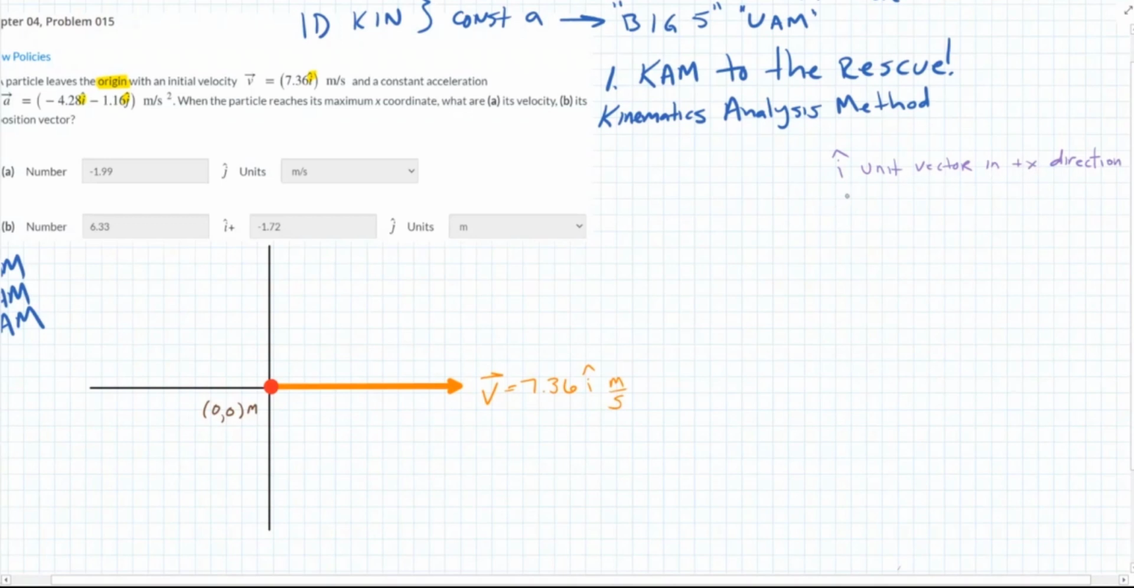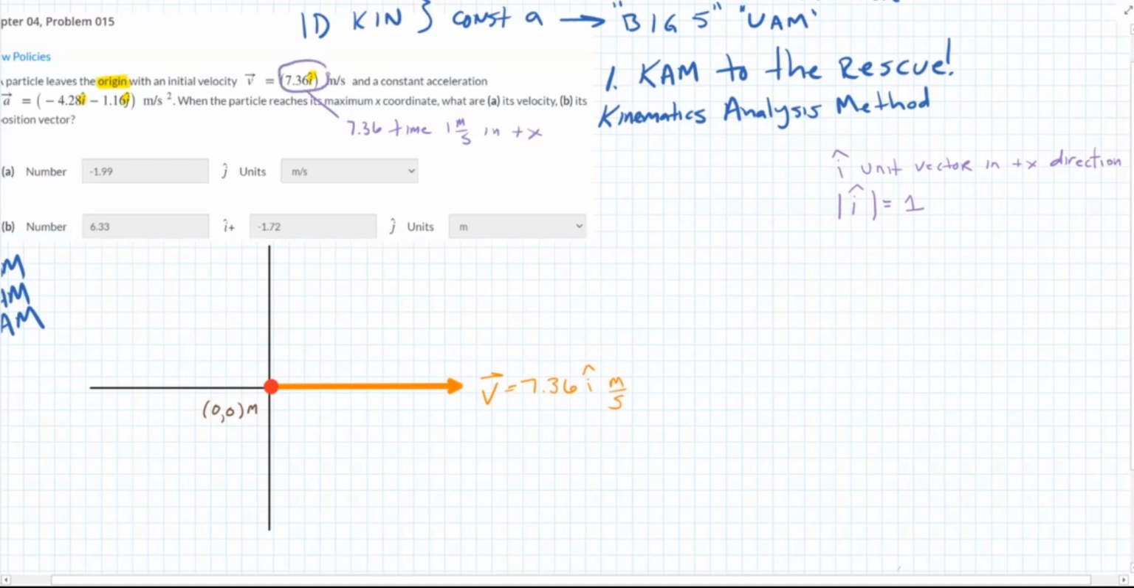And unit vector means the following. Unit vector means the magnitude of this vector is one. These vertical absolute value symbols indicate magnitude. The magnitude of that I hat unit vector is equal to 1. So if my initial velocity is 7.36 meters per second in the I hat direction, I would read it like this: 7.36 times 1 meter per second in plus x direction. That's how I look at this unit vector.